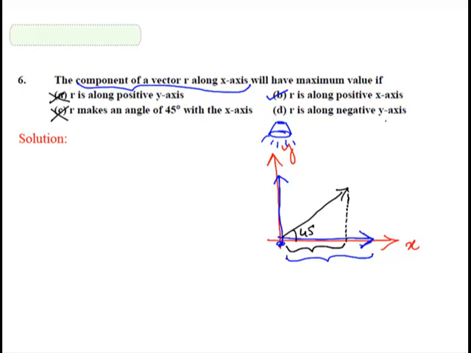R is along the negative y axis. The negative y axis comes somewhere here. Then also the component along the x axis will be equal to 0. So this is also not right. So the best option you have here is option B.